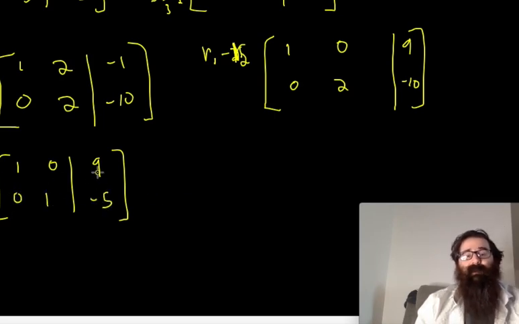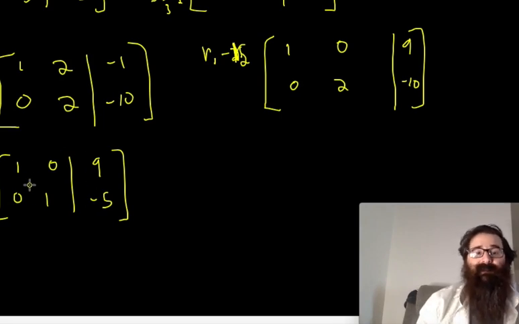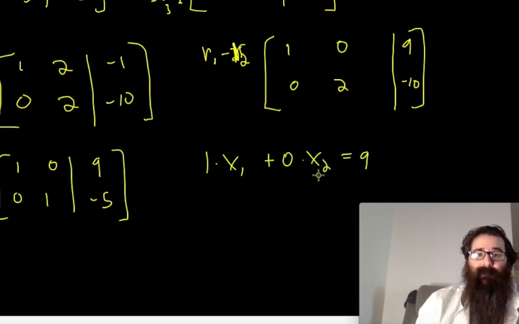Now at this point, I want to think about what this augmented matrix really represents. It's telling me the solution now to the system of equations. And if I write this out very literally, this top row says 1x1 plus 0x2 equals 9. And the second row says 0 times x1 plus 1 times x2 equals negative 5.